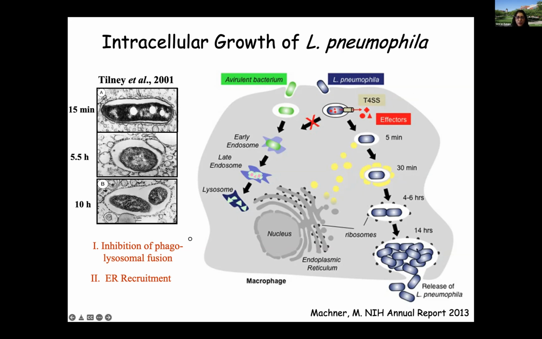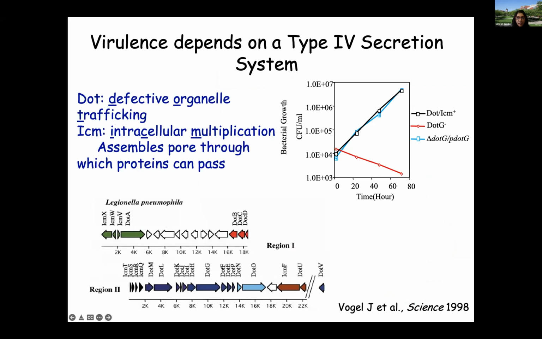And then within this vacuole, this will grow. So the main picture here is, again, the electron micrograph, and you can see these are the vesicles that are attached to this. And then after about 8 to 10 hours, it begins to replicate. So 2 hallmarks of the infection are that it inhibits the phagolysosomal fusion, and then it's responsible for the ER recruitment. So how does this happen? The main virulence of the bacteria is dependent on this type 4 secretion system, which is called DOT ICM.